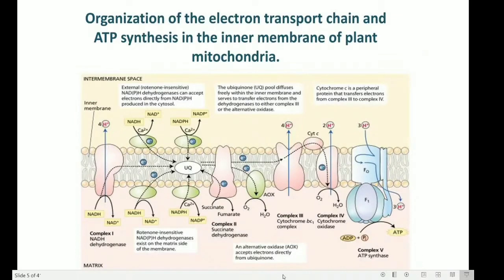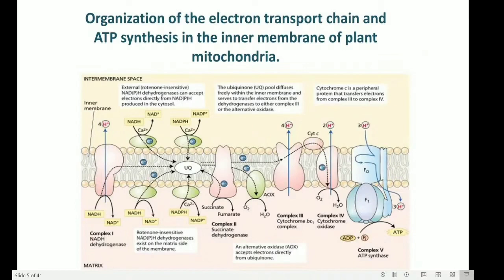This alternative oxidase enzyme is near here, the extra part present here. This alternative oxidase pathway accepts electrons directly from the ubiquinone molecule. Using that, it converts O2 into water. It absorbs the electrons and converts the oxygen. It carries the hydrogen ions. This is the overall image which helps you to understand what happens in the plant.